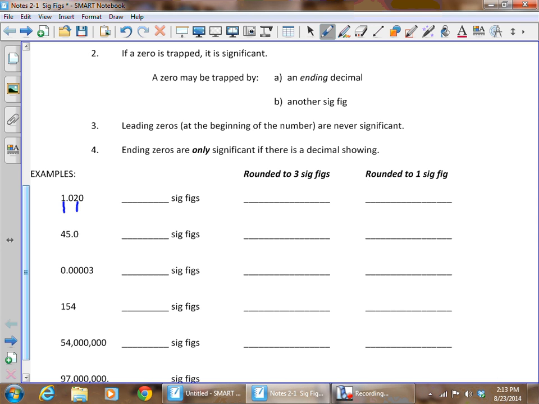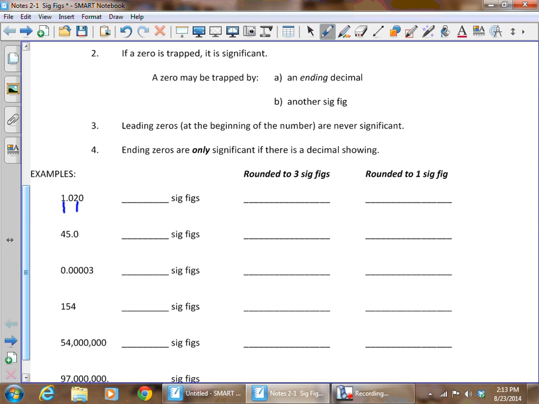We always want to look at the next rule, a trapped zero. A zero is trapped. Primarily, the best way we can look at it is, does it have a sig fig on either side? If it has a sig fig on either side, then it's trapped. And zeros, let me tell you, are pesky little things to figure out if they are significant or not. So we really have to use these rules.